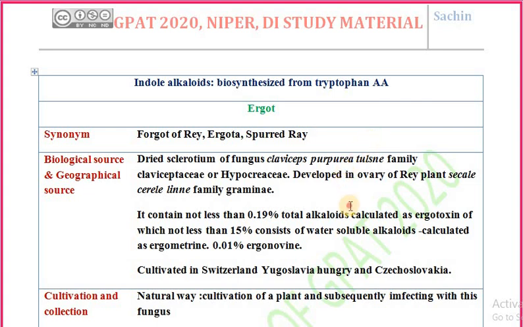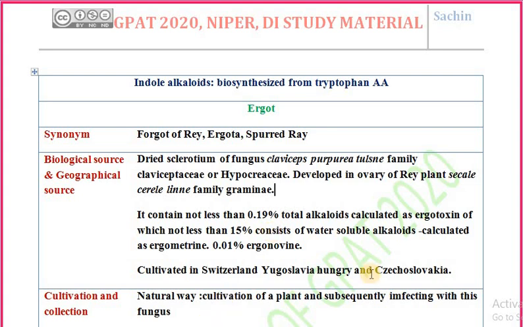Then what is the biological source? Dried sclerotium of the fungus Claviceps purpurea, family Clavicipitaceae or Hypocreaceae, which develops on the ovary of the rye plant known as Secale cereale, family Gramineae. So it is a fungus, the dried sclerotium of Claviceps purpurea, developed on the ovary of the rye plant.